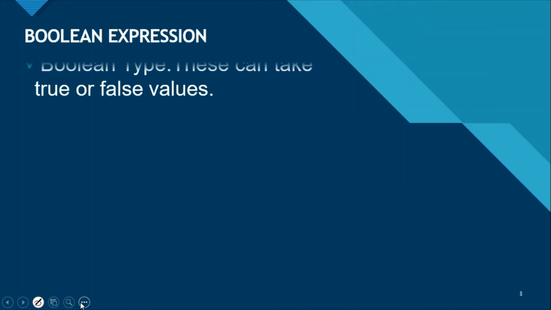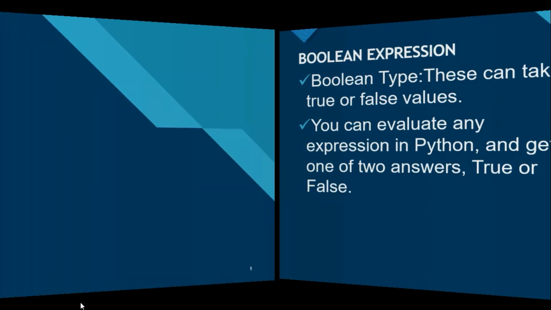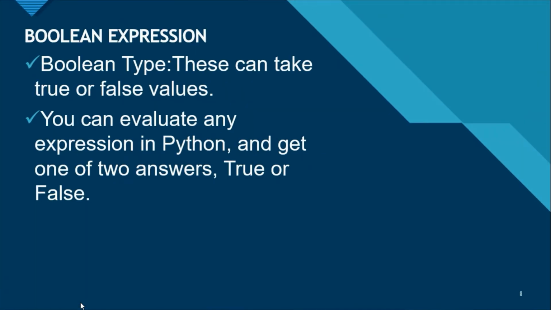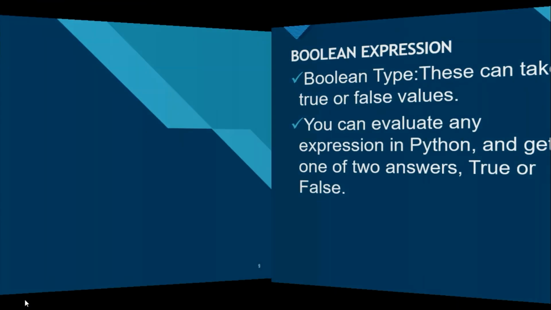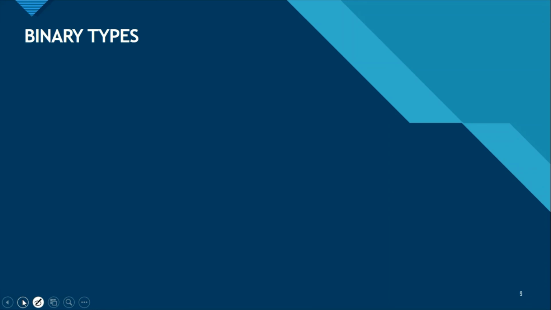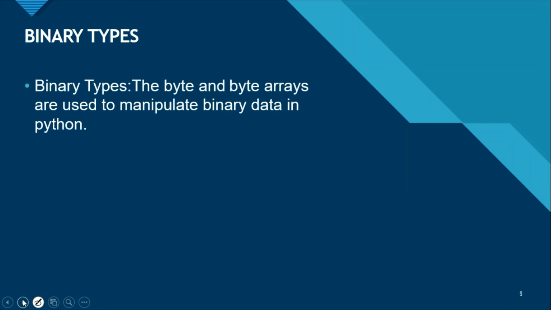Boolean type. These can take true or false values. You can evaluate any expression in Python and get one of the answers. Binary types. The bytes and bytearray are used to manipulate binary data in Python.